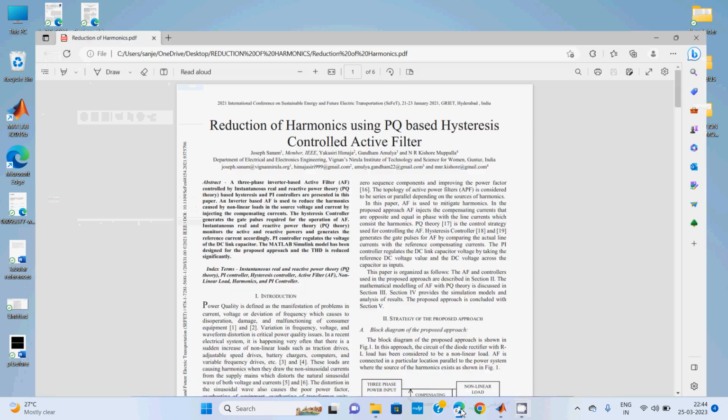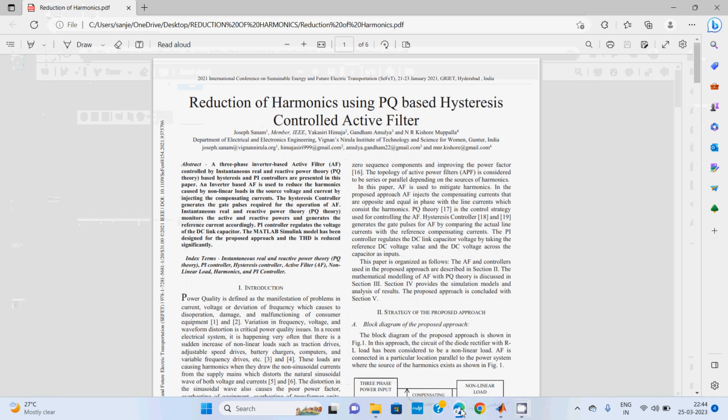Hi everyone. Today we discuss the reduction of harmonics using an instantaneous active and reactive power theory based hysteresis controller active filter.